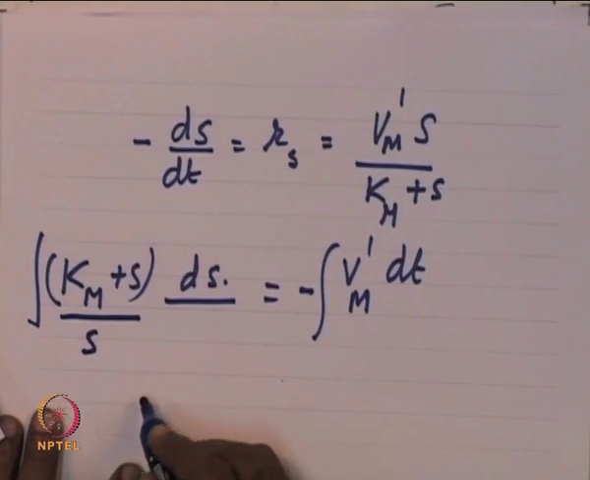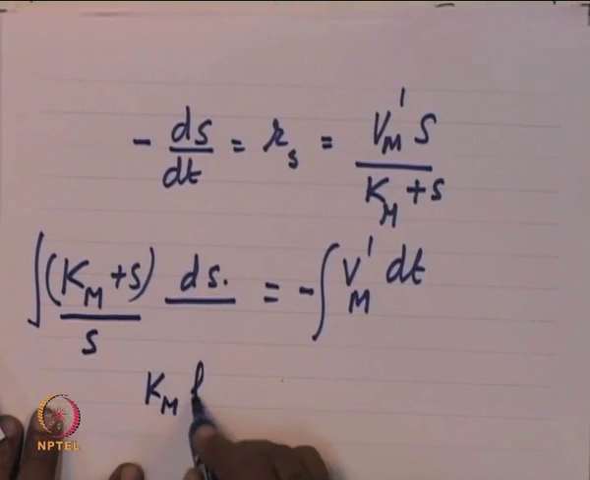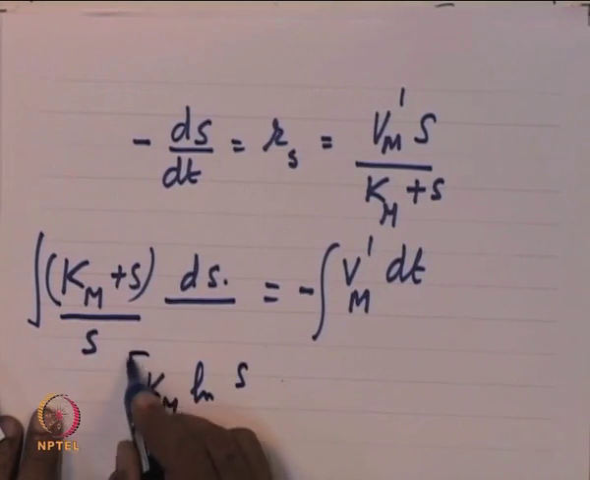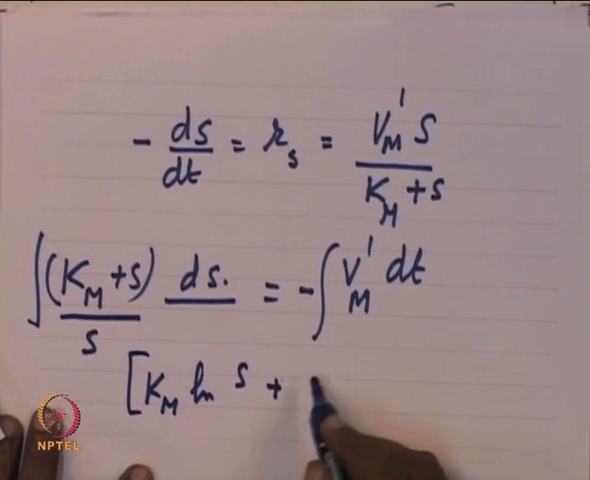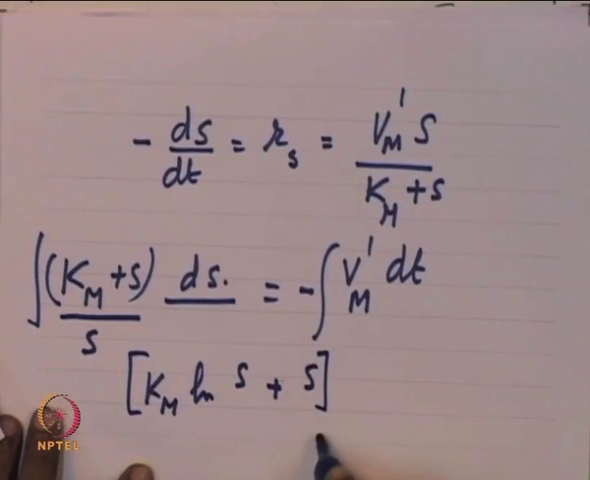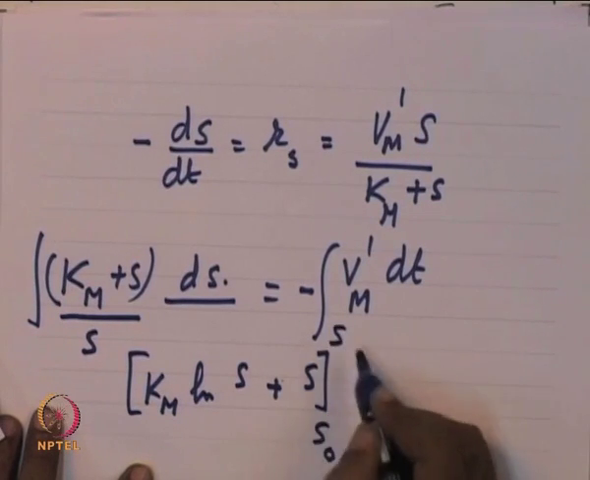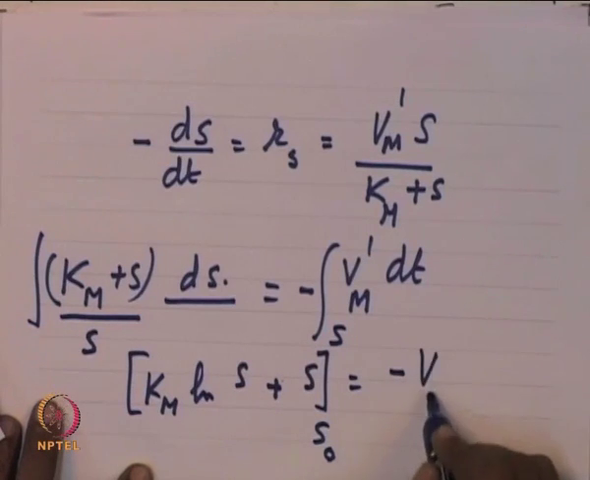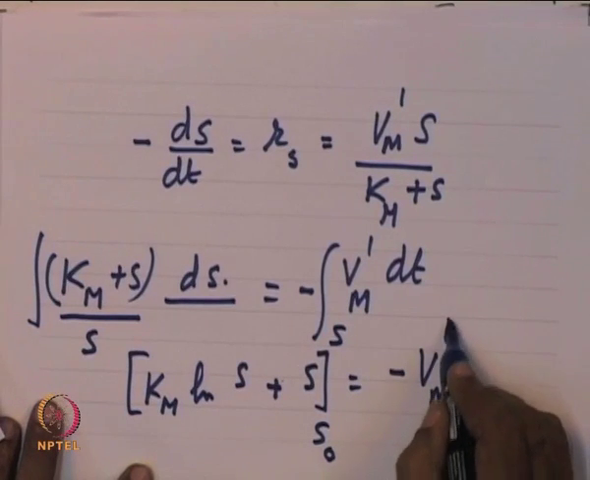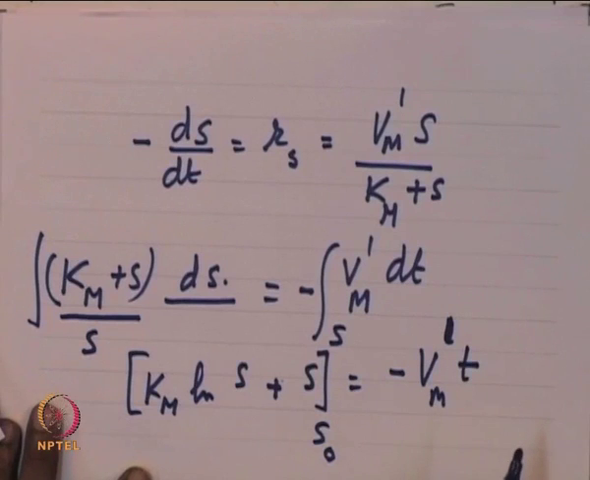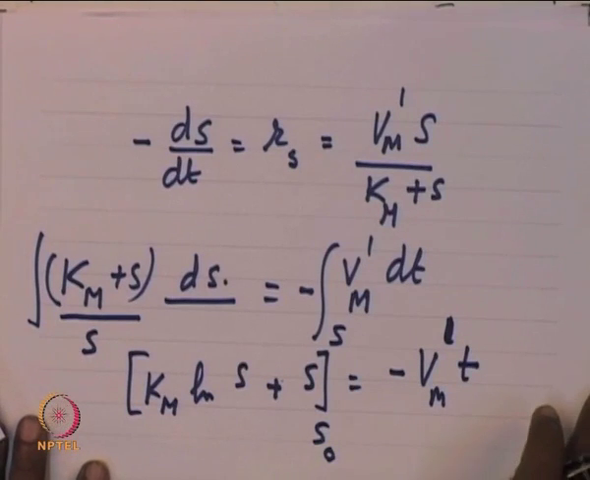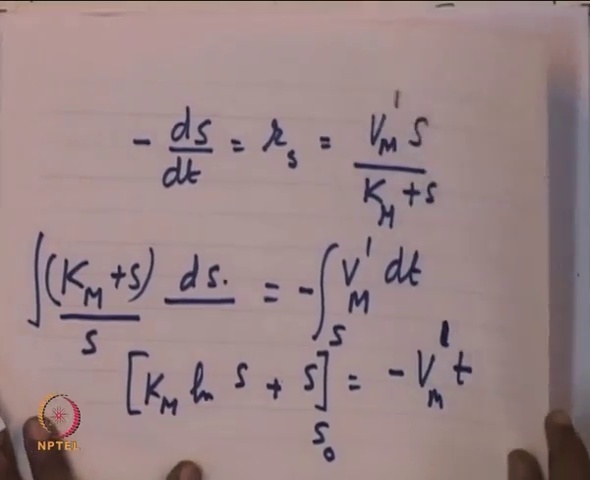So, let me write Km ln S plus S, from S naught to S, equal to minus Vm dash t. Is it all right? So, we can integrate this and finish it off. Let me complete this.